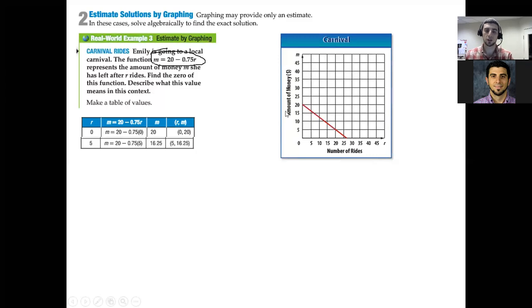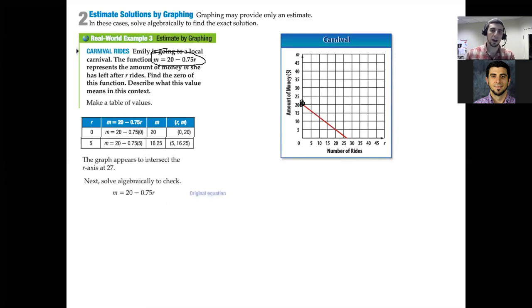Okay, so we plot the point 0, 20, which is up here, and then 5, 16.25, which you have to kind of estimate right here. And then if you draw the straight line, we go down here. So you can see it's between 25 and 30. It's a little bit less than half. So I'm going to say probably about 27 rides. It appears that the r-intercept, since it's the r-axis instead of x, is about 27.